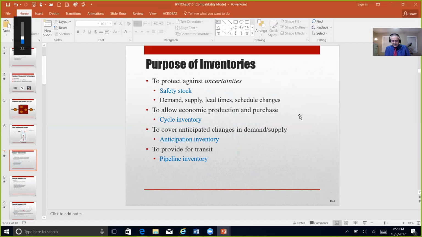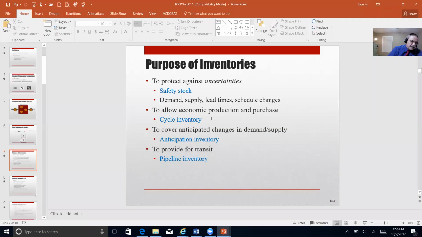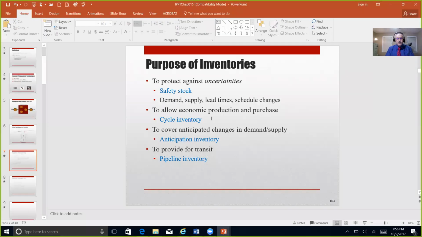Over on page 373, let's talk about the purpose of inventory. One of the main purposes of inventory is to protect against the uncertainty that comes into each and every one of our organizations on a continuous basis. We never know exactly what changes are going to occur from day to day, in some cases because of all the internal and external factors that may be influencing our particular organizations.